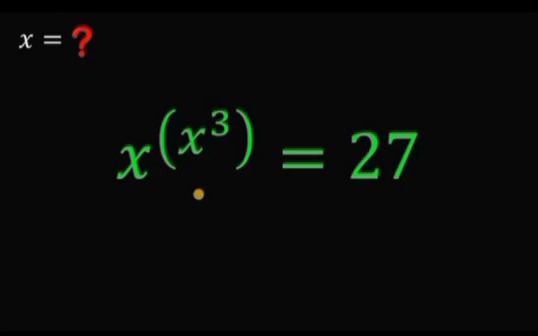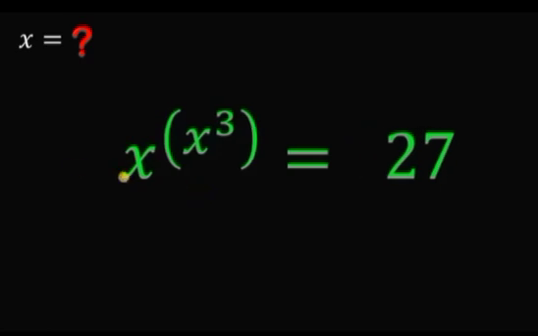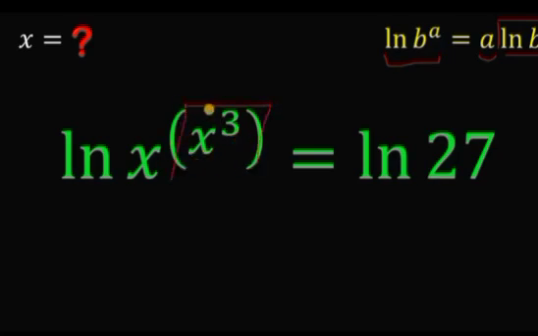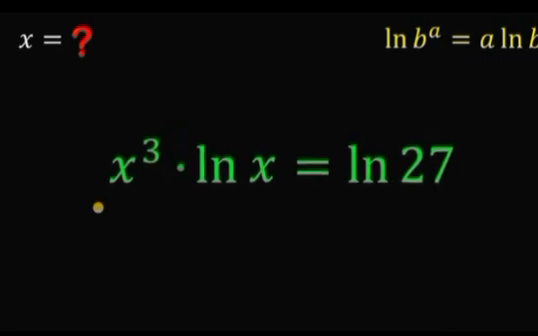Now, next thing we need to do is to take the natural log on both sides. So we take the ln of x raised to x cubed equals ln of 27. Next, let's apply some laws of logarithm. If we have ln of b raised to the power of a, it can be written as a multiplied by ln of b. Therefore, the left-hand side of our equation can be written with the exponent x cubed coming to the front, then x cubed multiplied by the ln of x, like this.